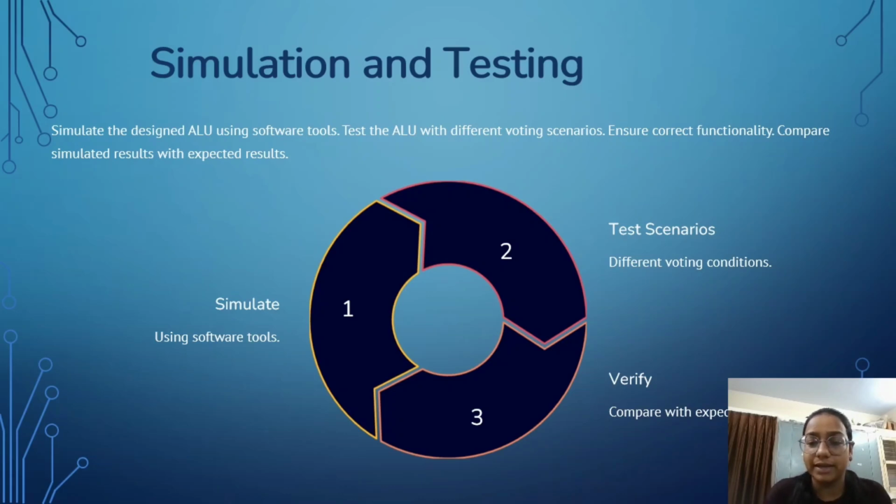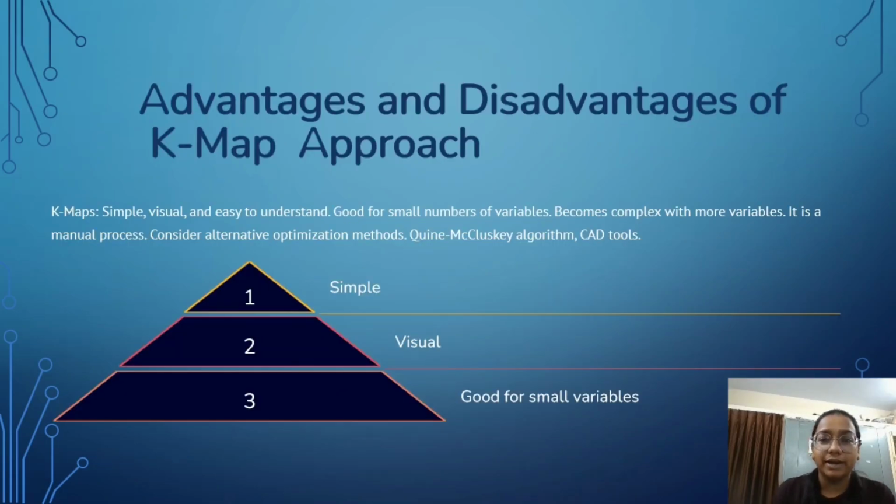Second, verify, like compare with expected results. And third is simulate using software. Now we talk about advantages and disadvantages of the K-map approach. It's fundamentally simple, visual, and relatively easy to understand, especially for a small number of input variables.